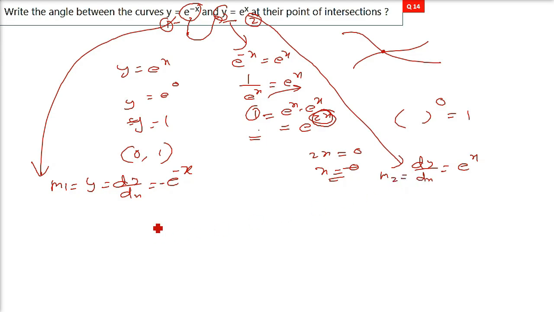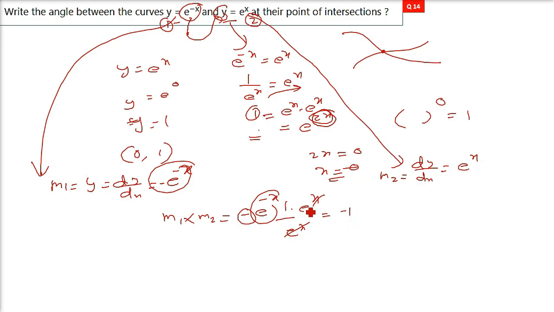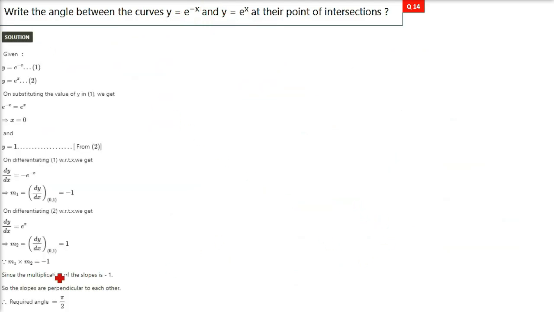Now the second thing is, m1 into m2 is what? Just multiply these two: minus e raised minus x into e raised x. What do you get? You can write it as e raised x in the denominator, and you can cancel this out. It is negative 1. So m1 into m2 is minus 1. So the angle between them is 90 degrees. When the angle between two lines is 90 degrees, we can say theta is pi by 2. So that is the point of intersection. These are orthogonal. So this is the complete reference for you, so that you can do it by yourself later.